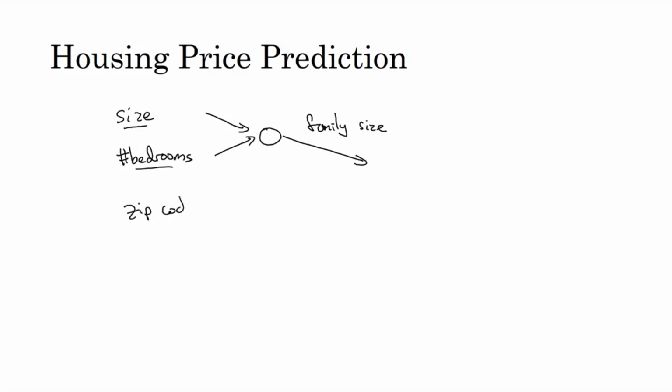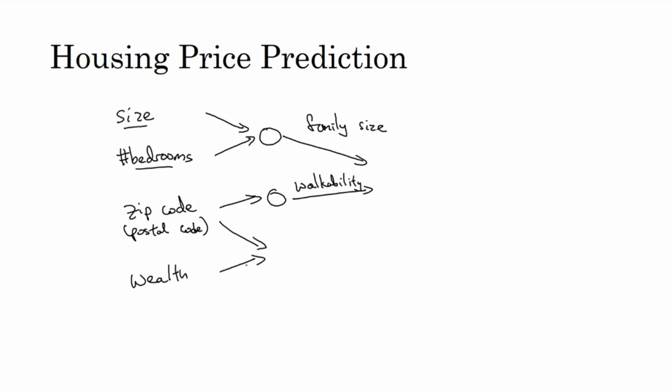And then maybe the zip code, in different countries called the postal code, right, of the house. And the zip code maybe is a feature that tells you walkability. So is this neighborhood highly walkable? Can you just walk to the grocery store, walk to school, or do you need to drive? Or some people prefer highly walkable neighborhoods. And then the zip code, as well as the wealth maybe, tells you, certainly in the United States, but some other countries as well, how good is the school quality.